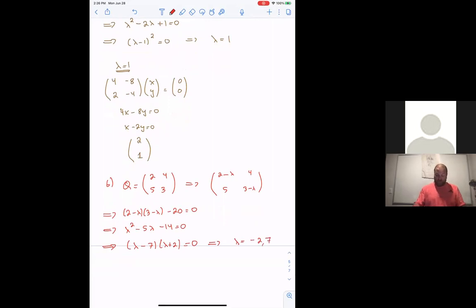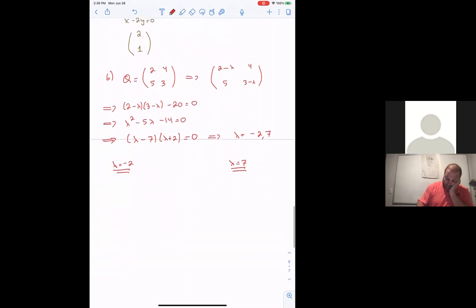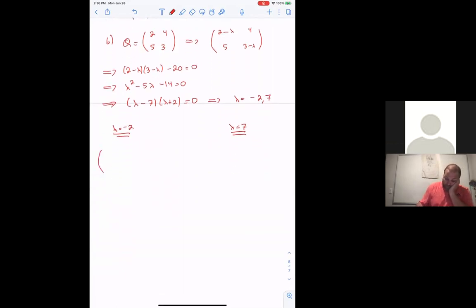So I get lambda equals -2 and 7. Hey, 2 eigenvalues. So let's do them. Let's plug in -2 for lambda. 2 minus -2 is 4, 4, 5, 3 minus -2 is 5, on the unknown vector xy gives me 0, 0. 4x plus 4y equals 0. The second one's redundant. Divide by 4, so x plus y equals 0. And the easiest is 1, -1.